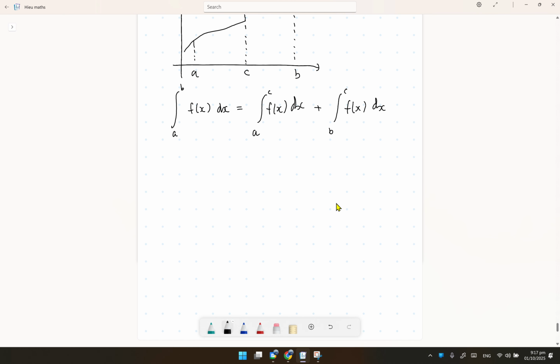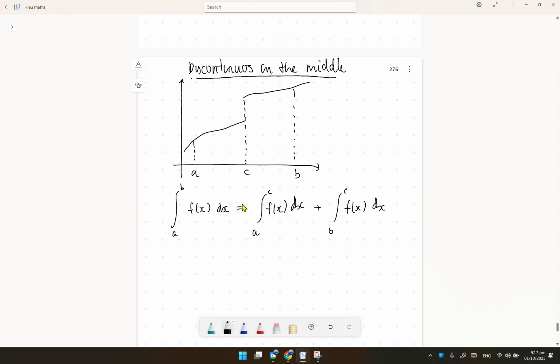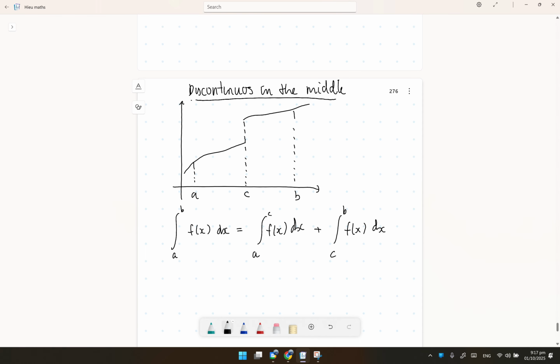Another quick note: if it was discontinuous in the middle between a and b, and we want to find the whole total, all we have to do is set it up as two different integrals. So from a to c, where you approach c from the left side using the limit, and then from c to b, where you approach c from the right side. That's just how it works.